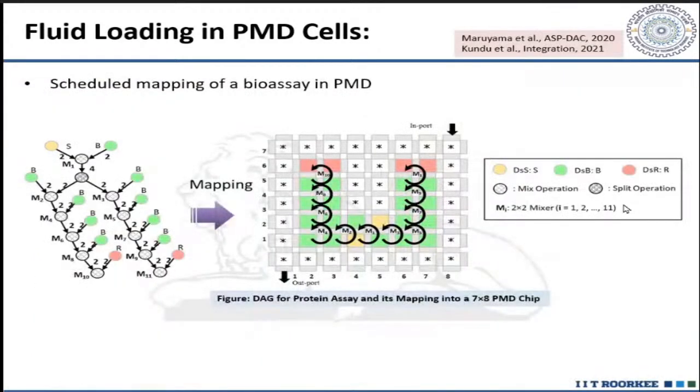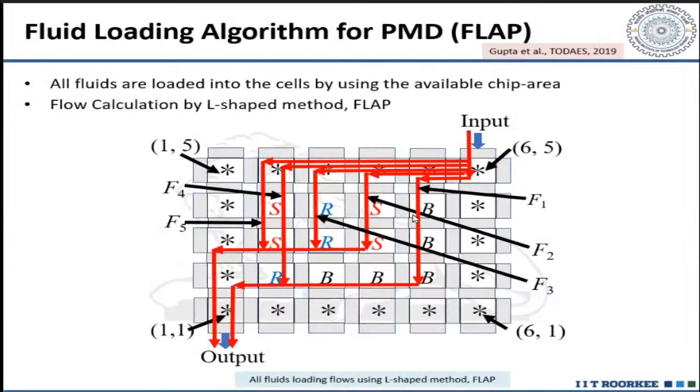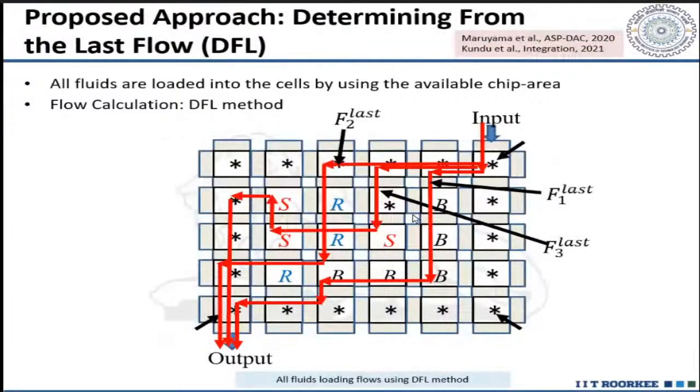We worked on this starting from a bioassay. Some real-life bioassay we discussed, and this is a protein assay, which is well known, a very popular assay in biochemical laboratories. So how can this be mapped onto the PMD chip, and how can this fluid loading be automatically designed, or maybe minimized, basically the number of loading cycles? That was the problem. So we developed some algorithm for doing that.